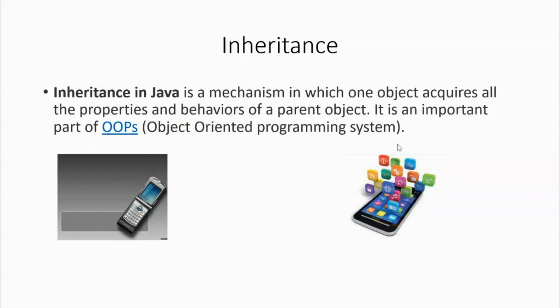Okay, so when the engineers were making the smartphone, they were not writing these concepts again and again. They just acquired the properties of the cell phone into the smartphone, and then they added some extra features to it. This is called inheritance. When an object acquires the properties of another object, this is called inheritance.